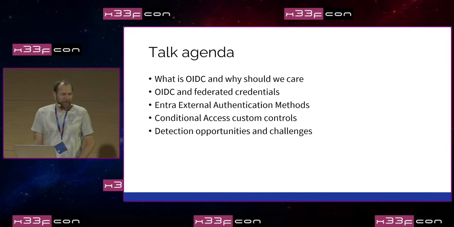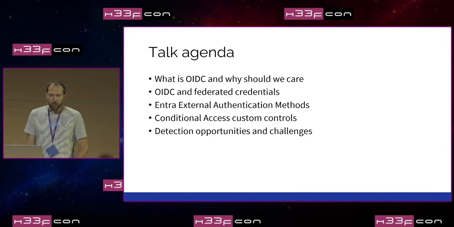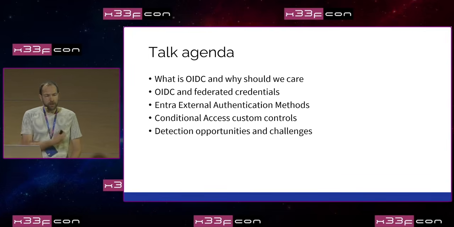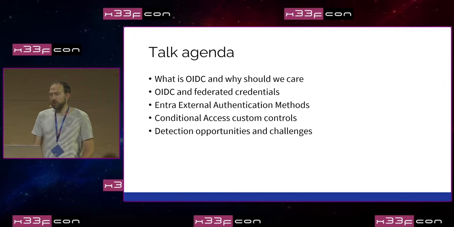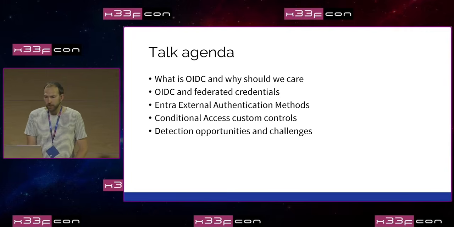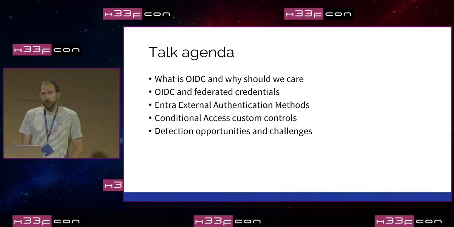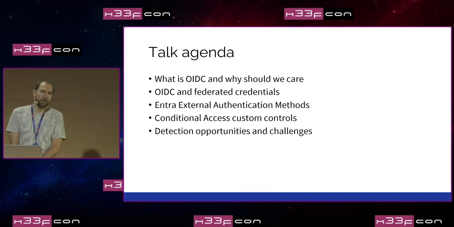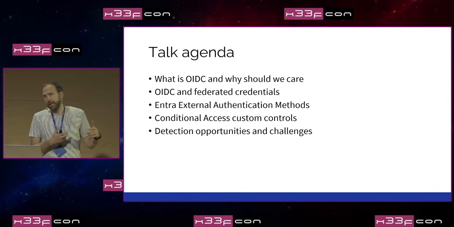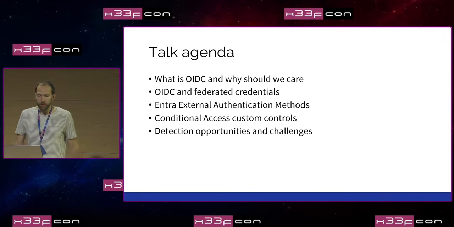What are we going to talk about? So first we're going to talk about what is OIDC, or what is OpenID Connect, and why do we actually care. Then we're going to look at different implementations that all use this protocol. So first we're going to look at federated credentials, then external authentication methods, then conditional access custom controls, which is very similar to external authentication methods. And then we're going to look at how you can actually detect the things that we're going to talk about from the red team point of view first. So we'll cover the red point first, and then after we'll also talk about some blue team perspectives and how you can detect these kind of things.